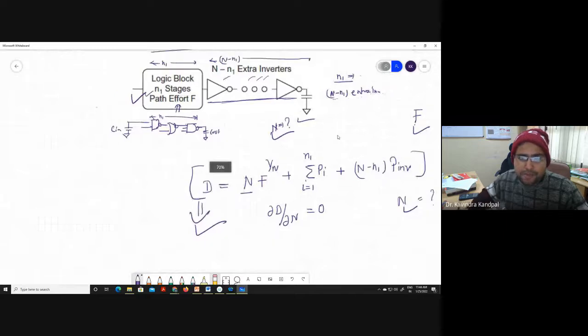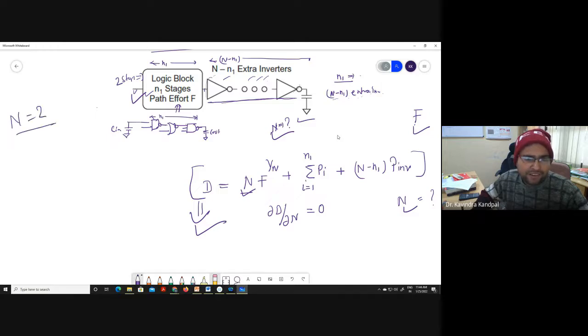In this problem statement, N1 logic blocks are already there. Ideally, there was C in here and C out here. But I want to check by adding n minus n1 extra inverters what the optimal size of n should be. Suppose I get two stages here, so n1 was 2, and finally I get n equal to 2.